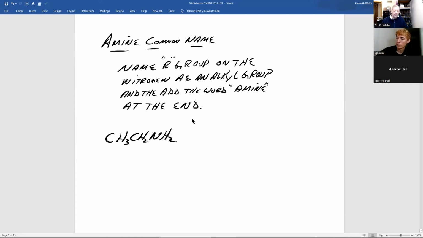So here, what do we have? Well, you look for what's different. Ooh, a nitrogen. What's not carbon? What's not hydrogen? Nitrogen on carbons. This is an amine. Notice the R group here is ethyl. So the name would be ethylamine, the common name.